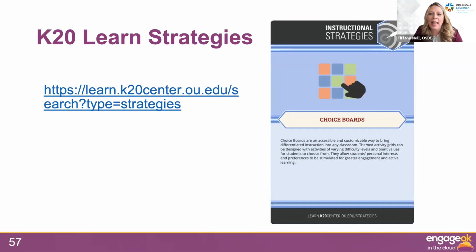If you haven't seen the K20 Center at the University of Oklahoma, their Learn Strategies site, they have several strategies that they showcase in the way of these cards. And here we see choice boards show up. Frayer Models is on there, but also there are a slew of other strategies that can support differentiation and the different processes and formative assessments we've been talking about. When you go to the website, if you click on one of the strategy cards, it will flip. And on the back side, it gives you a full description of the strategy with resources. So we hope that's a good resource for you.